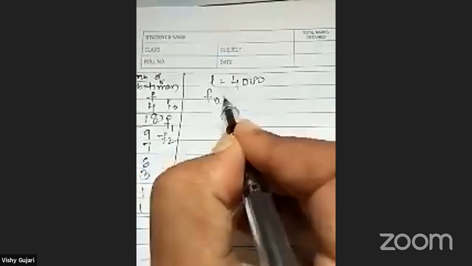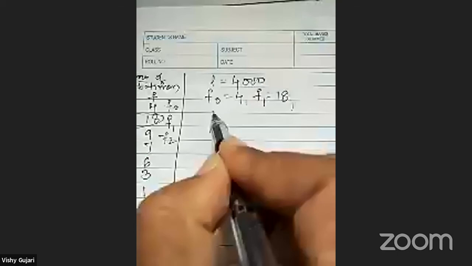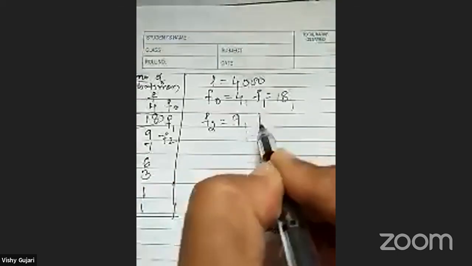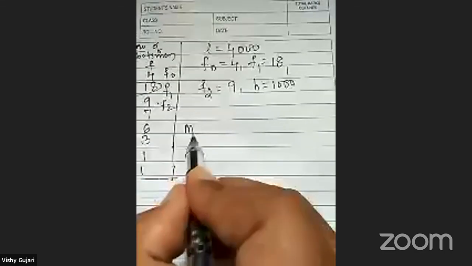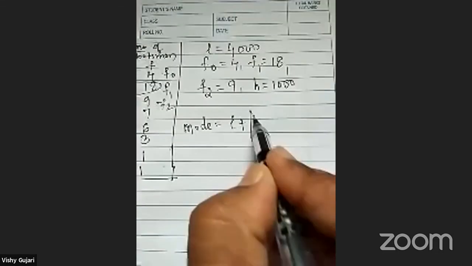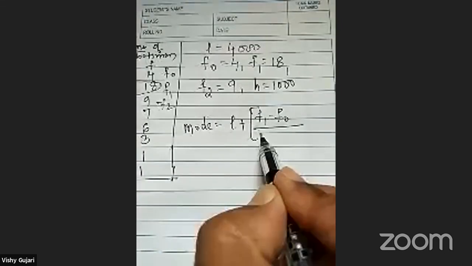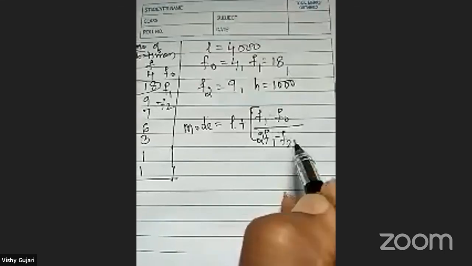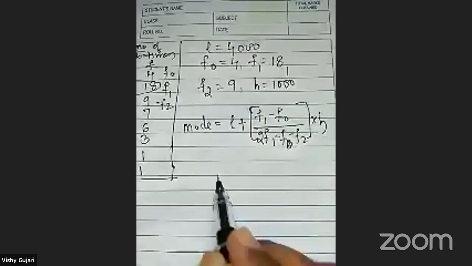F0 is equal to 4. F1 is equal to 18. F2 is equal to 9. H is the size of the class interval, 1000. Okay. Mode is equal to L plus, bracket, F1 minus F0 divided by 2F1 minus F0 minus F2, into H.